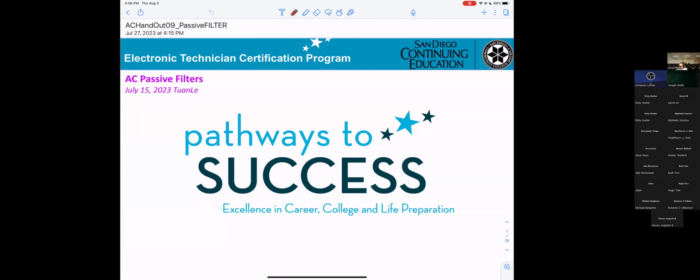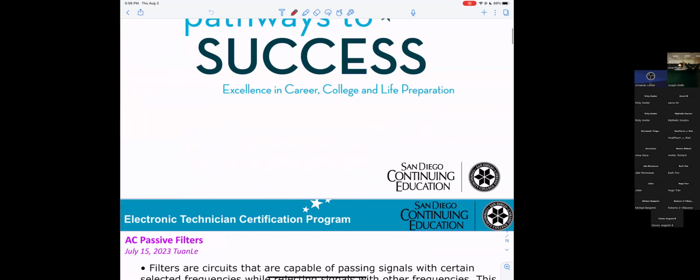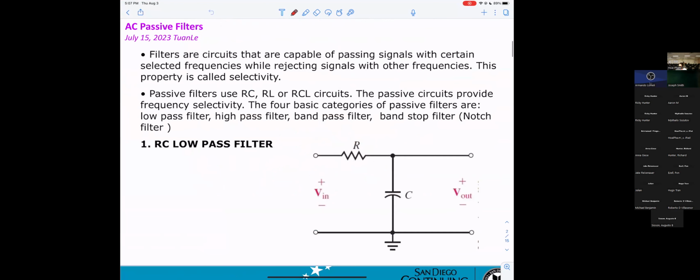Okay, the first thing we're talking about today will be the passive filter. Basically, we get two different types of filter: passive filter and active filter. When you learn electronics, you will be learning about active filter.